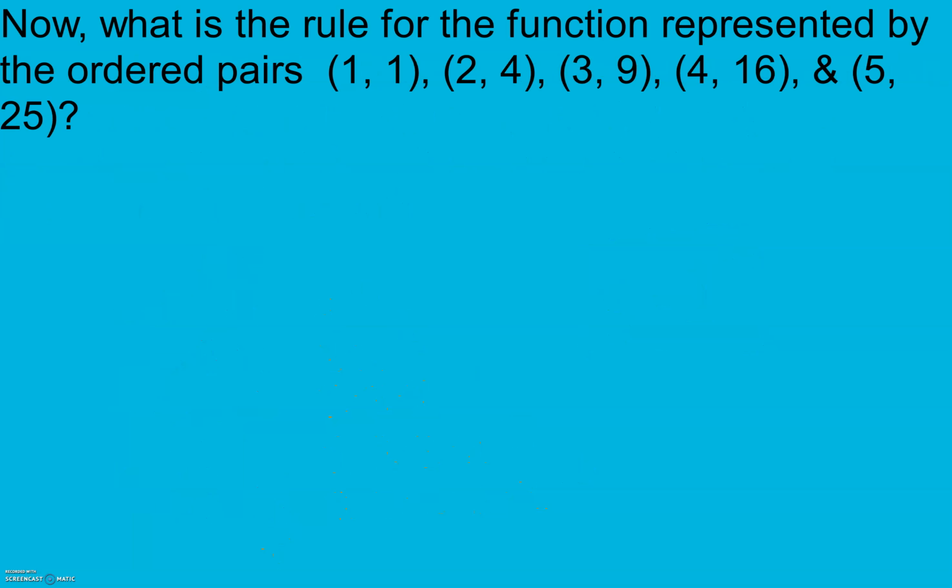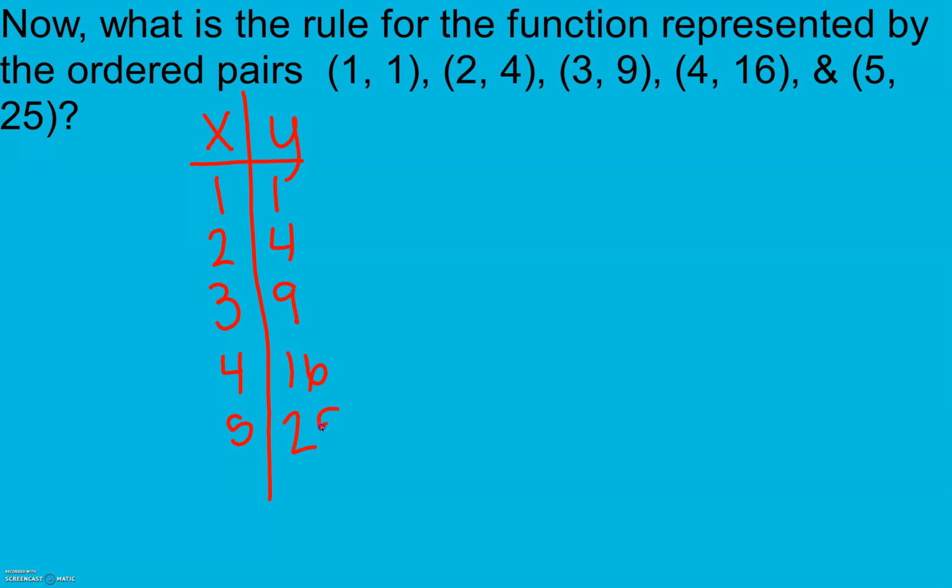Now, what is the rule for the function represented by the ordered pairs (1, 1), (2, 4), (3, 9), (4, 16), and (5, 25)? So again, I'm going to rewrite this as an input-output table. If I input 1, I get out 1. If I input 2, I get out 4. If I input 3, I get out 9. Input 4, get out 16. Input 5, get out 25.